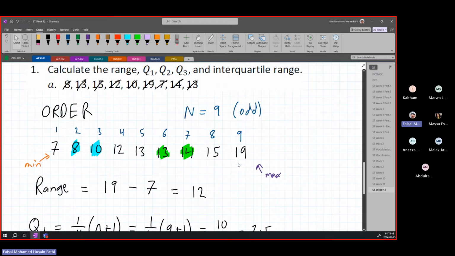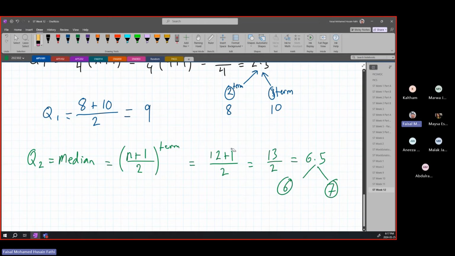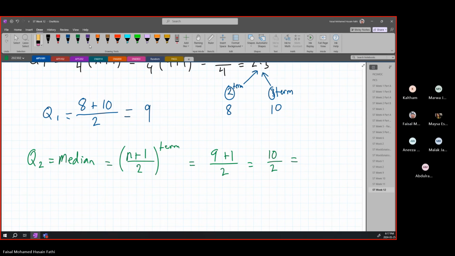12 plus 1. Why am I writing 12? It's not 12, it's 9. Sorry. It is 9. Our n value is 9. So it's 10 over 2, which is simply 5. It is simply 5. So this is going to be our actual term. So it's the fifth term.